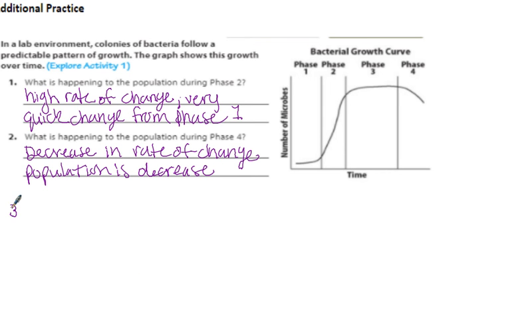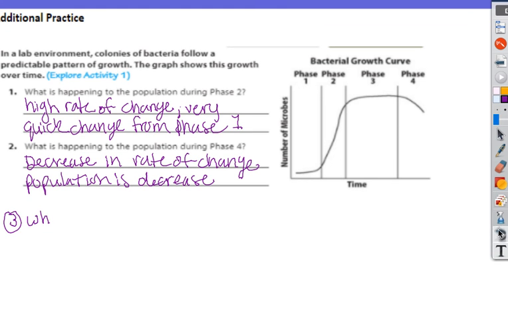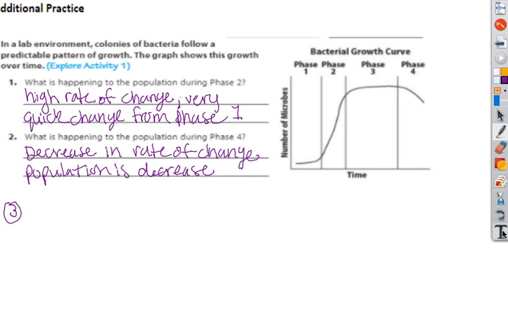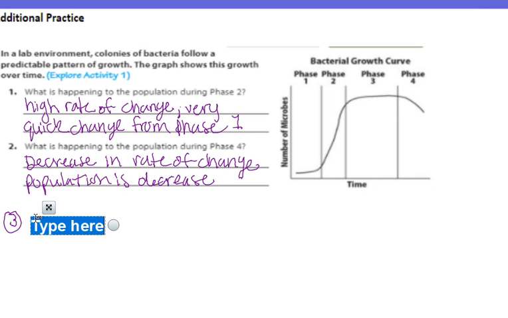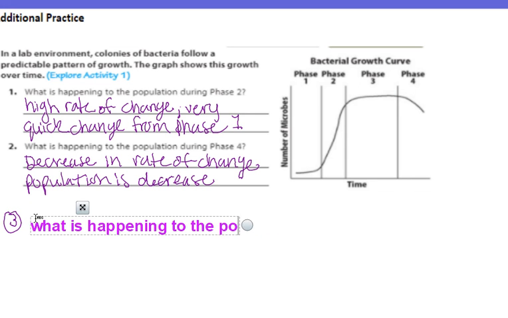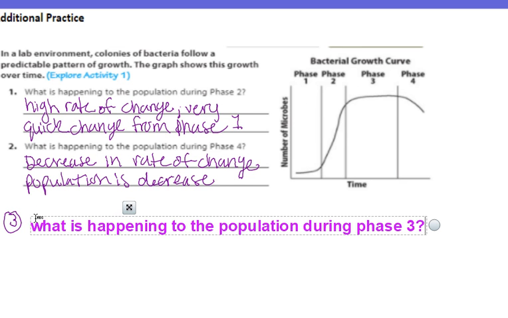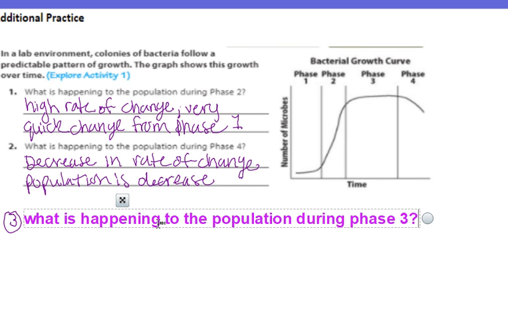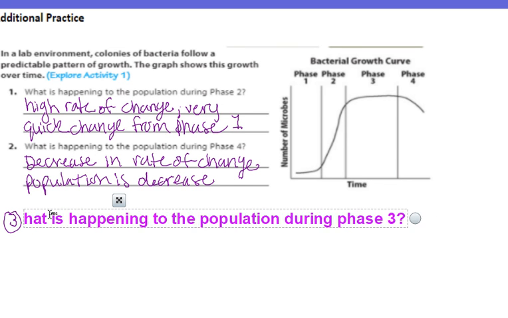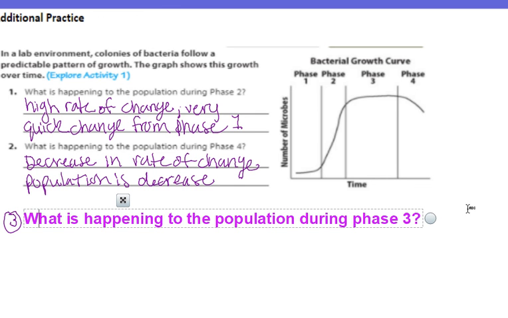All right, I'm going to add a question 3. I'm going to say what is happening. Actually, I'll type it for you guys just so it's a little bit better. Handwriting, hold on. So we're going to say what is happening to the population during phase 3. So I'm going to add that question and I want you guys to answer it. Okay, so what could we say about the population in phase 3? That's this phase right here.